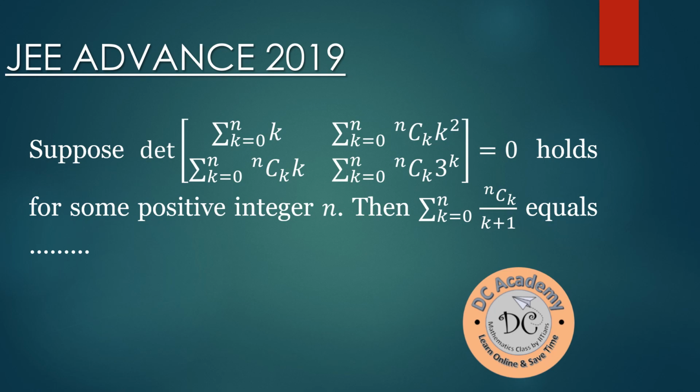Now here, just have a look at the elements of the matrix. Each and every element is in summation form. So first we have to find out each and every summation, and then we need to equate the determinant to 0. After doing it, we need to find out the required summation. It's a very interesting and important problem. So let's go ahead and start solving this.